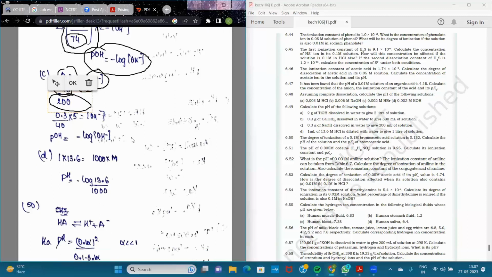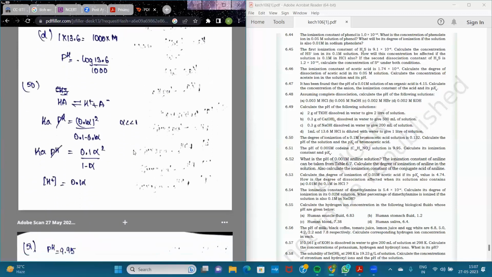And in D part, wherever you'll find a base, you'll calculate the concentration of OH minus. You need to use the relation of pH and pOH equals 14 for finding the value of pH. Go with the 50th question.